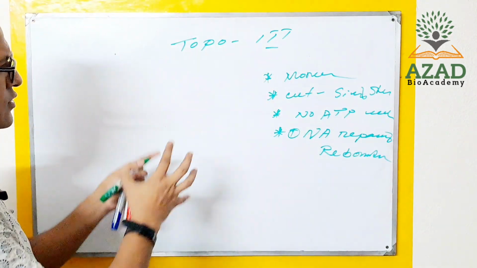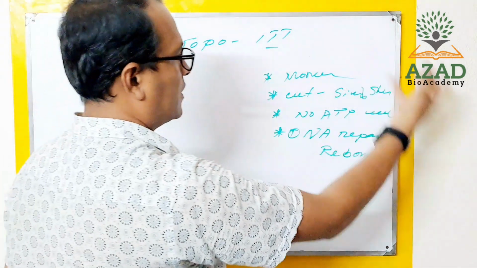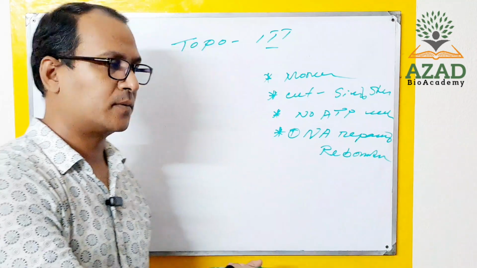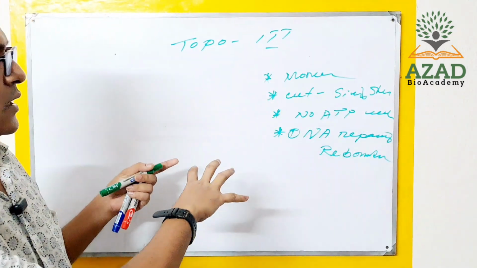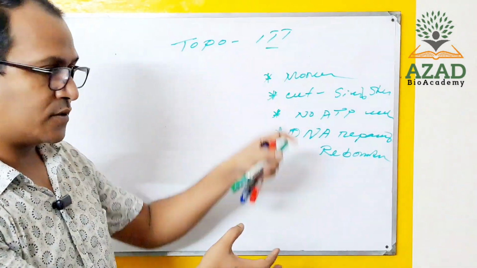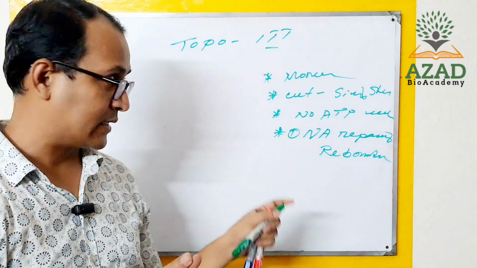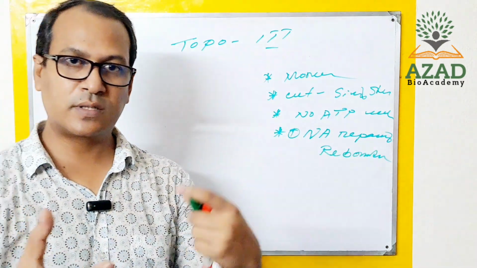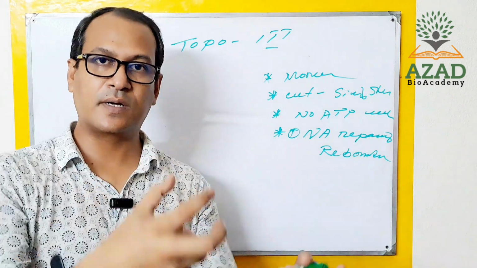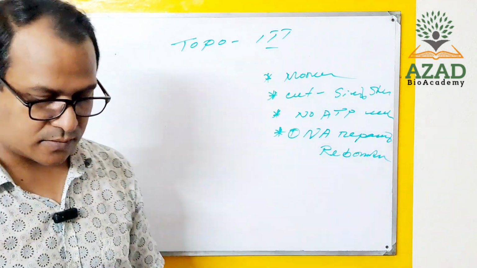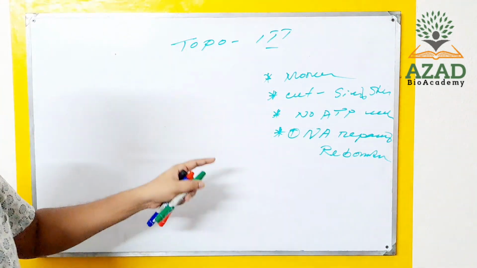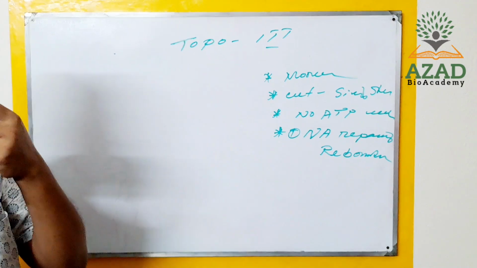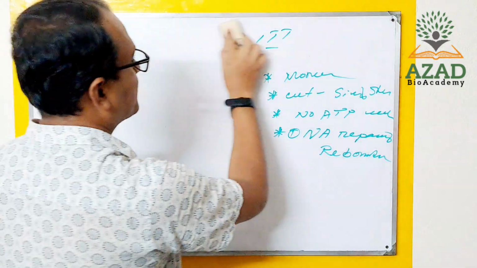Okay, so during positive supercoiling or negative supercoiling, replication, transcription, in that area topoisomerase 3 has no such type of role, but it has some role during DNA repairing. That means DNA will be faulty, then it will repair. So in that case topoisomerase 3 will work. As it has no connection with the antibiotics, I will not give the details.